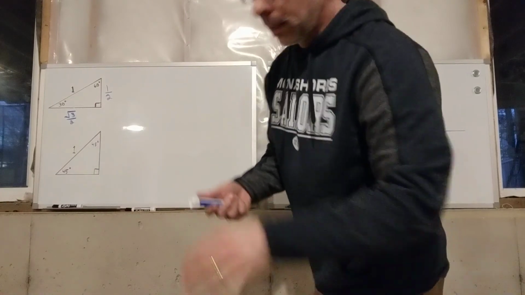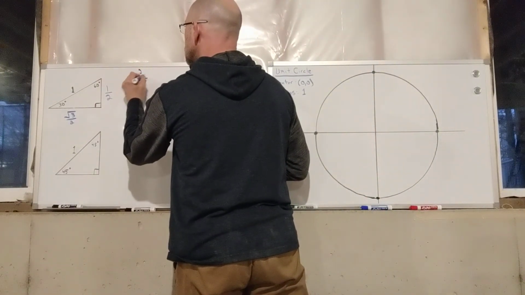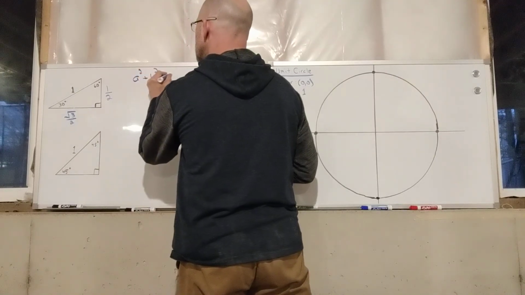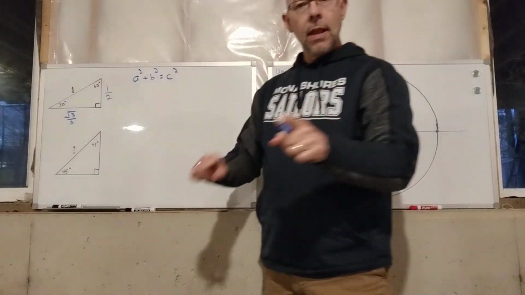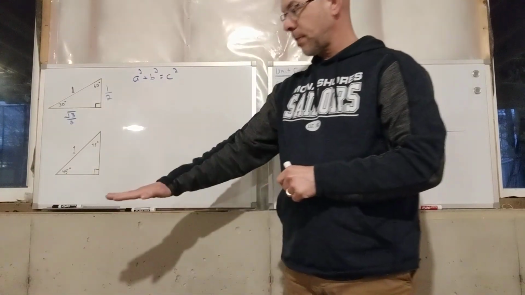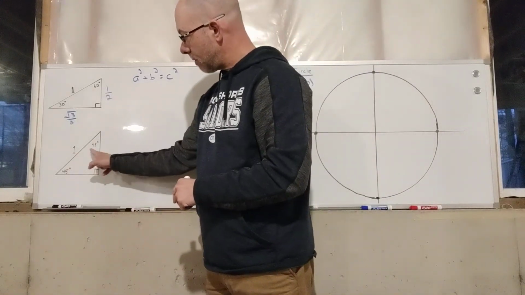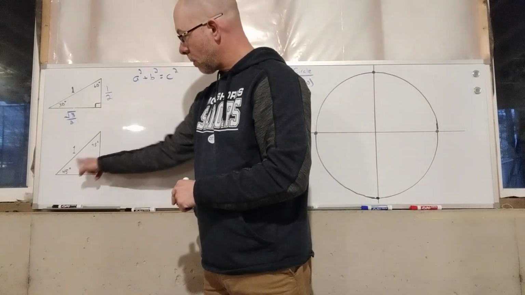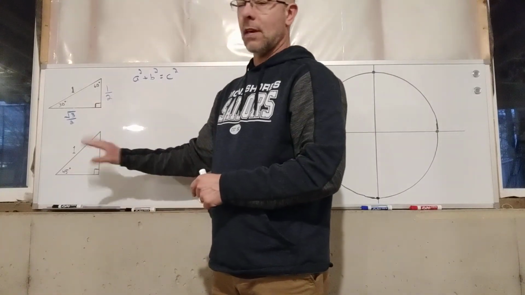Oh, and I wish I would have left... I'm going to leave the a squared plus b squared equals c squared part. For the next triangle down here, I'm going to go straight to the Pythagorean theorem. And here's why I can do that this time. 45, 45, 90 triangle. The 45, 45 means these two sides, the legs, are the same length.